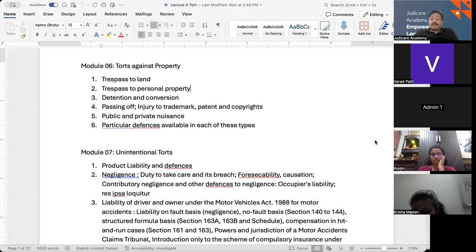So what are the defenses? If you have committed this crime, or your client has committed this crime, what defenses will you take? The defense is fair use. The defendant may argue that the use of copyright material is allowed under the fair use doctrine, such as for criticism, comment, or educational purpose.